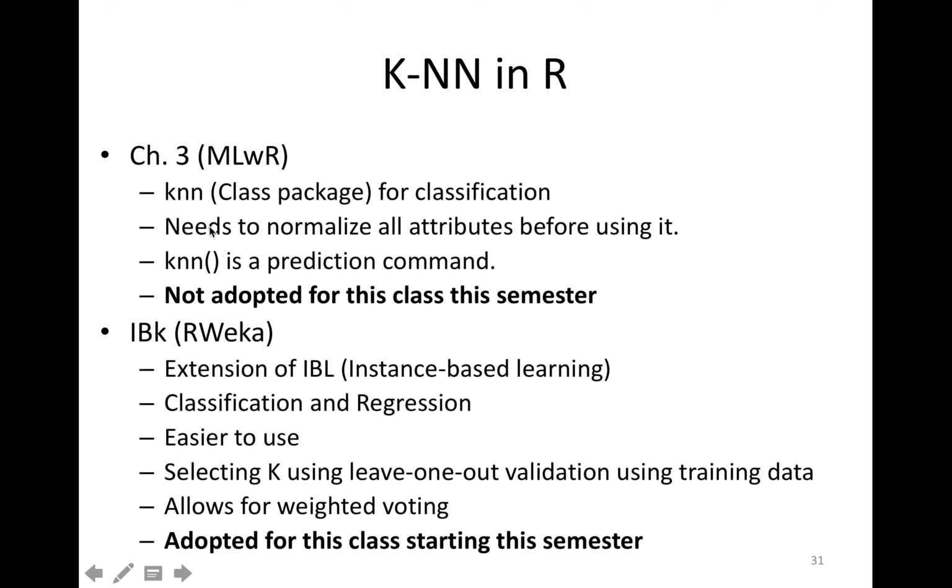Instead, I use RWeka. As a result, you don't have to normalize, and even though it is a lazy learner, you still have a somewhat similar function or code structure using IBk, and then evaluate_Weka_classifier. In fact, in assignment 6, I extensively asked you to use evaluate_Weka_classifier to shorten the amount of code required to get cross-validation results, and so on and so forth. It's really, in my opinion, easier to use. It can be used for classification and regression. You also have automatic K selection, and it also allows for weighted voting. Those you will try in this assignment 6, and I hope you enjoy it more.